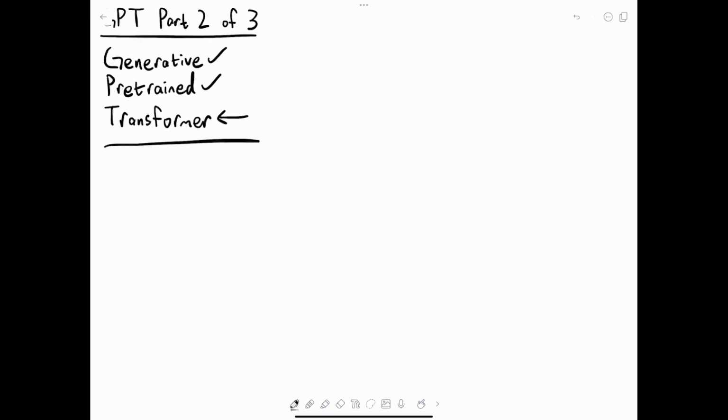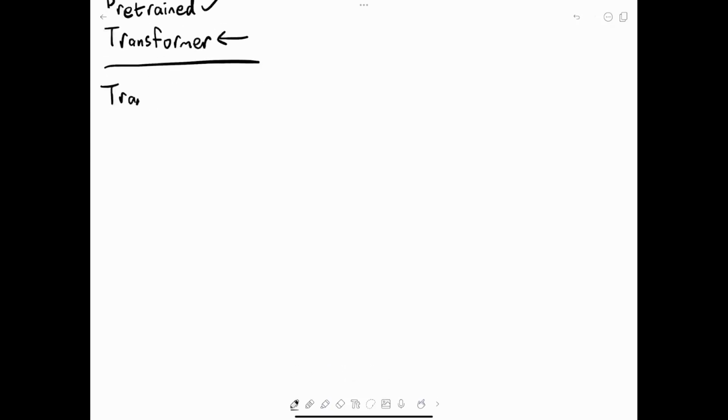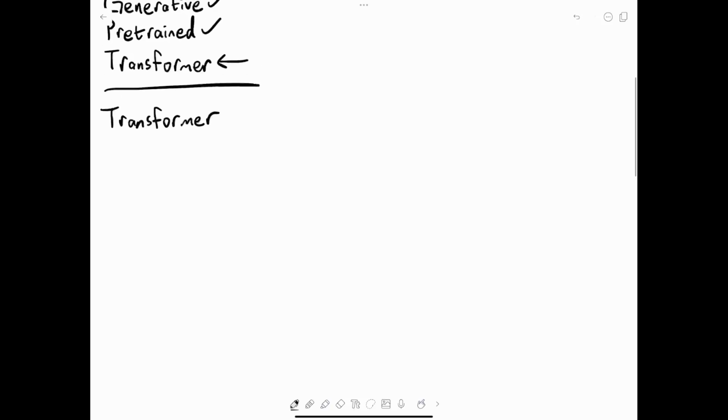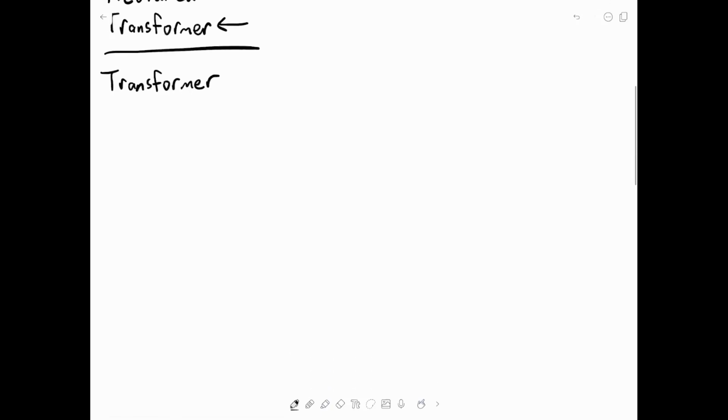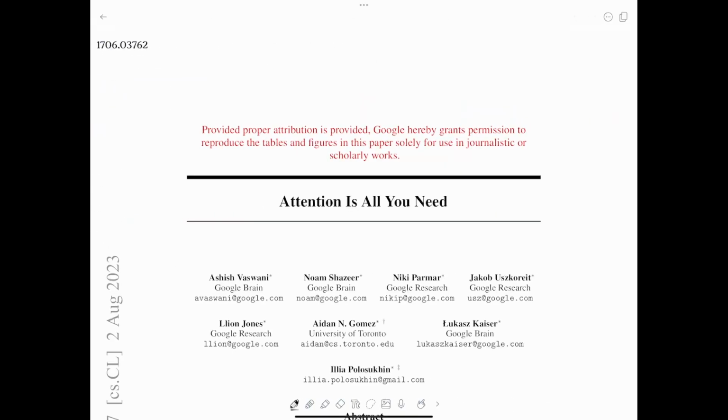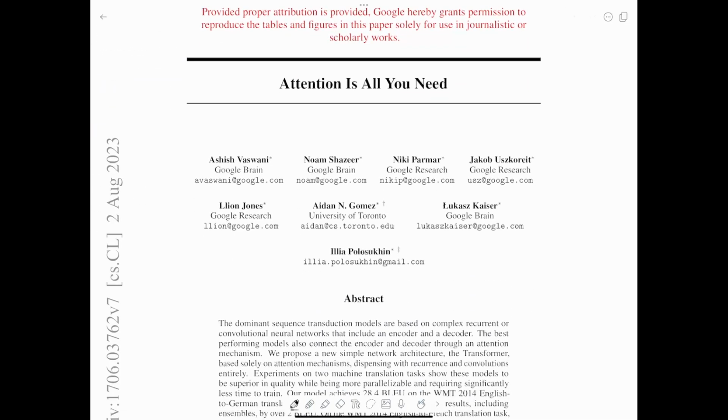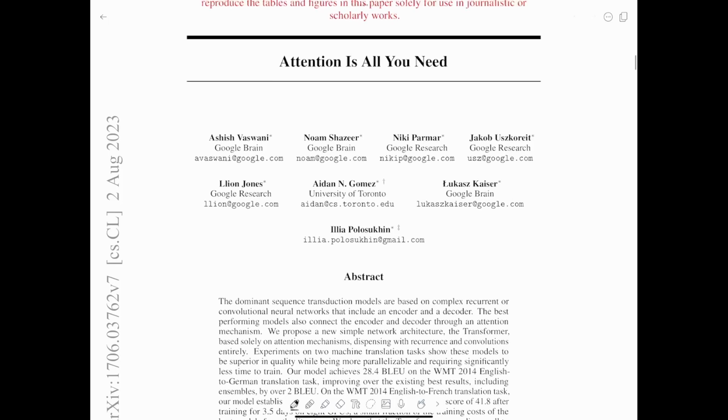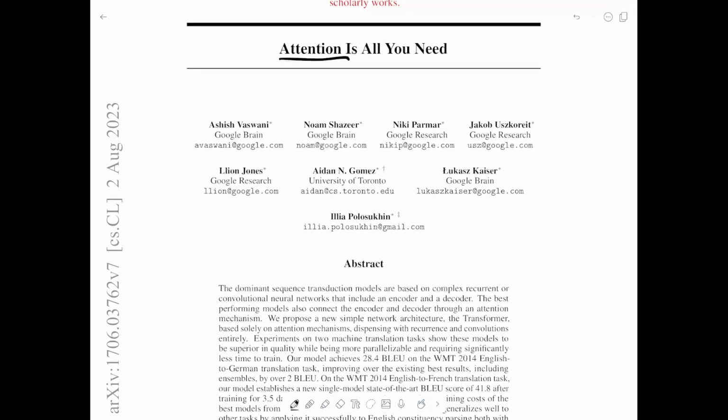So what is a transformer? The transformer was invented in 2017 by researchers at Google in a paper called Attention is All You Need. So let's refer to that paper right now. Here's that paper. The title is Attention is All You Need. The key idea of this paper is that there's this concept called attention, and it's all you need, meaning you don't need recurrence or a lot of what people were using before transformers in order to make a really good language model.